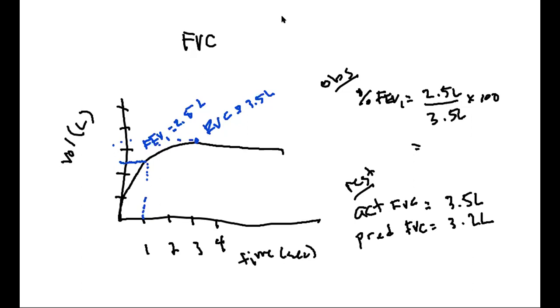What if my predicted forced vital capacity was 4.5 liters? Does that show evidence of a restriction? It does, because the predicted is higher and the actual is way less. So that shows evidence of a restriction. So this is what you would use clinically to figure out if somebody has a restriction or an obstruction.